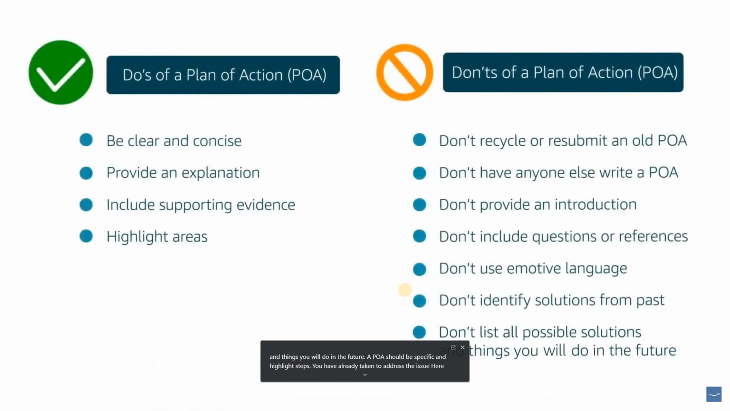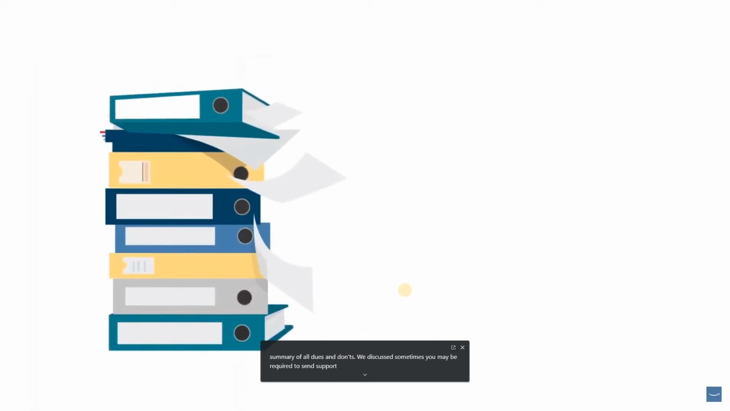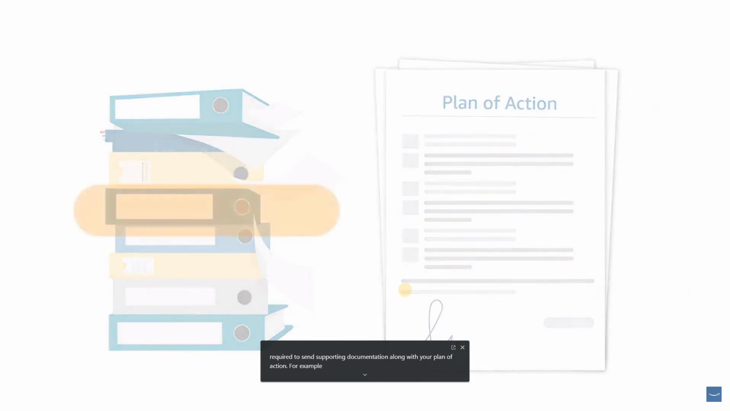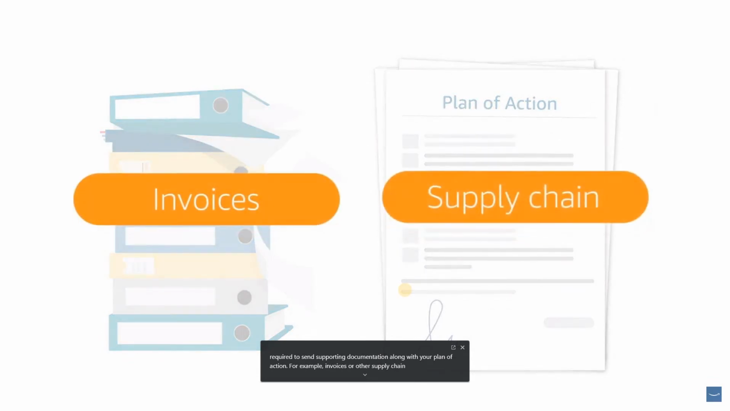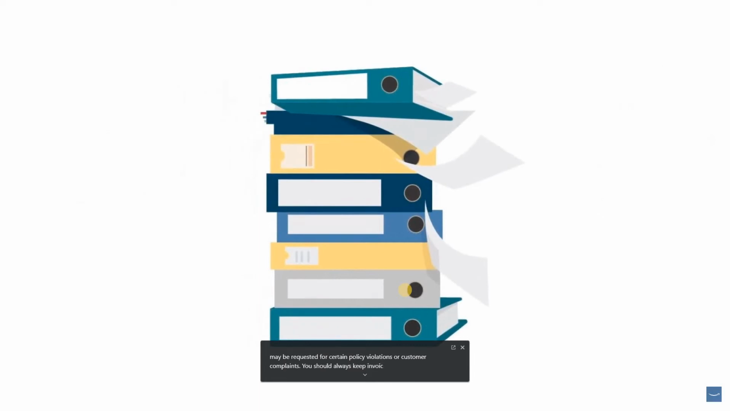Here is a summary of all do's and don'ts we discussed. Sometimes you may be required to send supporting documentation along with your plan of action. For example, invoices or other supply chain documentation may be requested for certain policy violations or customer complaints. You should always keep invoices and any other relevant records for all of your products sold on Amazon.